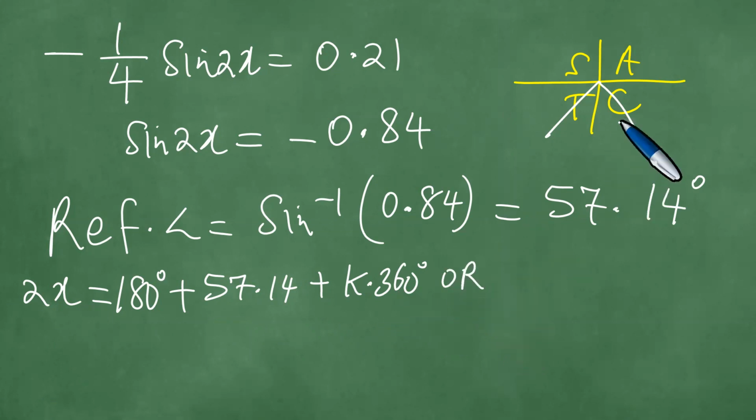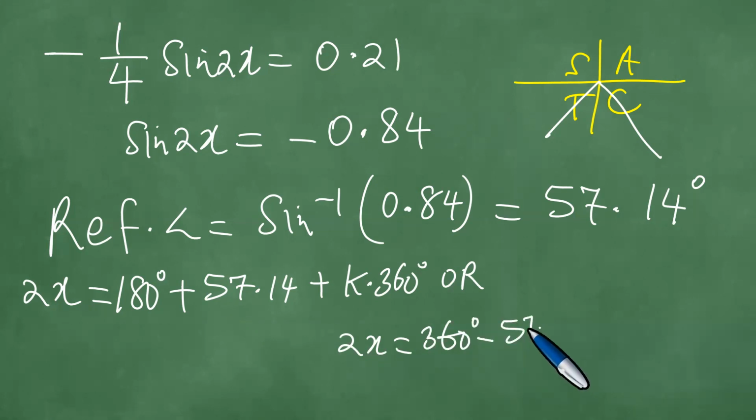Or now you can consider the other one in this other quadrant, which is going to be exactly 360 degrees minus. Or 2x is 360 degrees minus 57.14 degrees plus 360 degrees by k, where k is in Z.